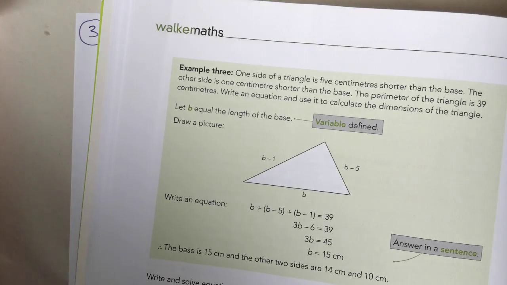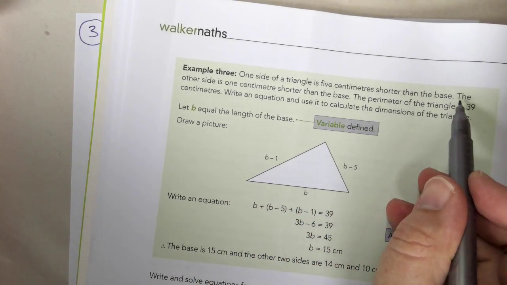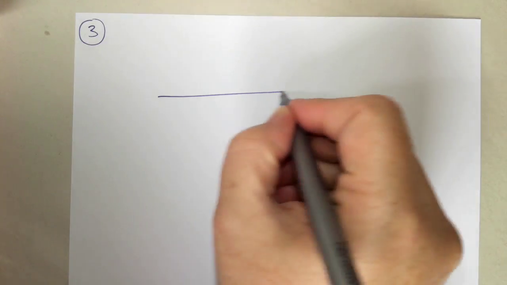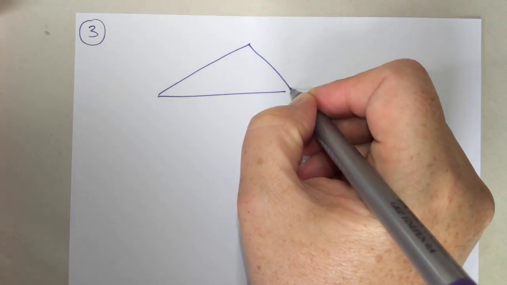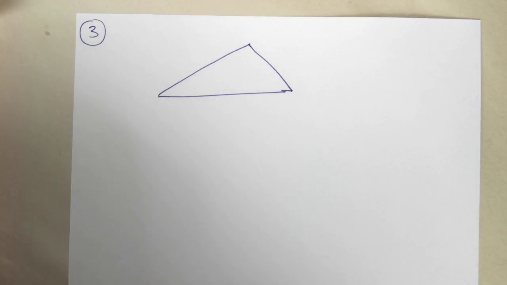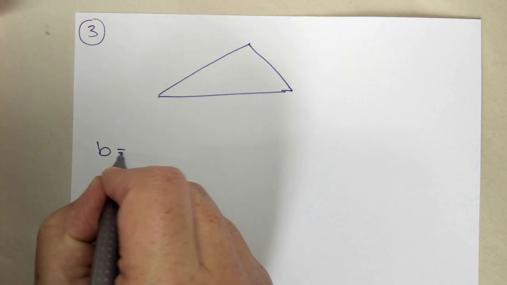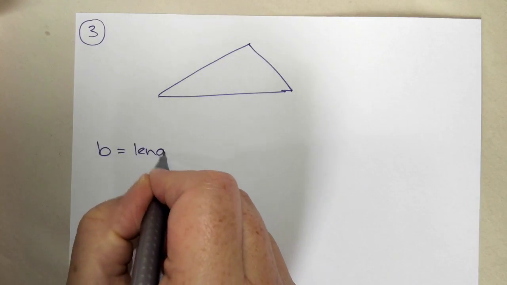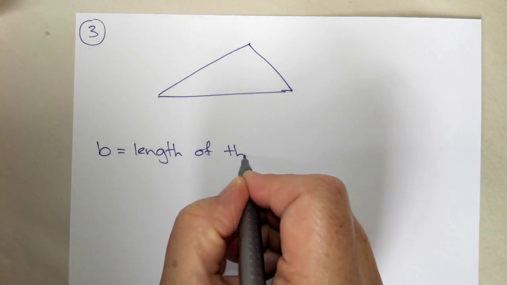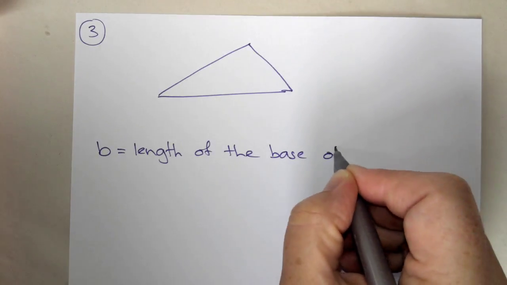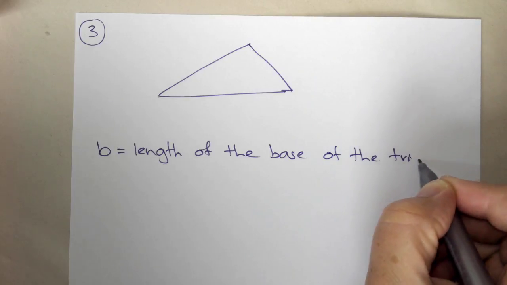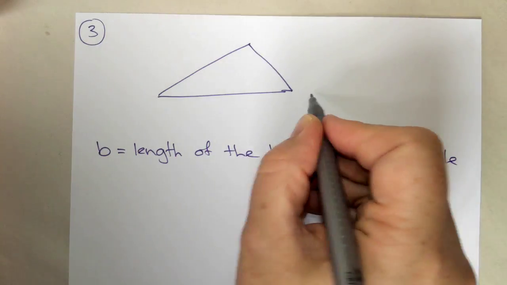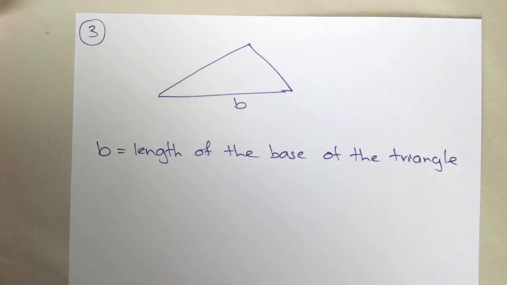So this example number 3 here talks about one side of our triangle being 5 centimetres shorter than the base. So that's our first thing that we're going to do, is draw this. So we're going to draw a triangle. And it says one side is 5 centimetres shorter than the base. So first of all, B is the length of the base of the triangle. I'm going to call the side there B.